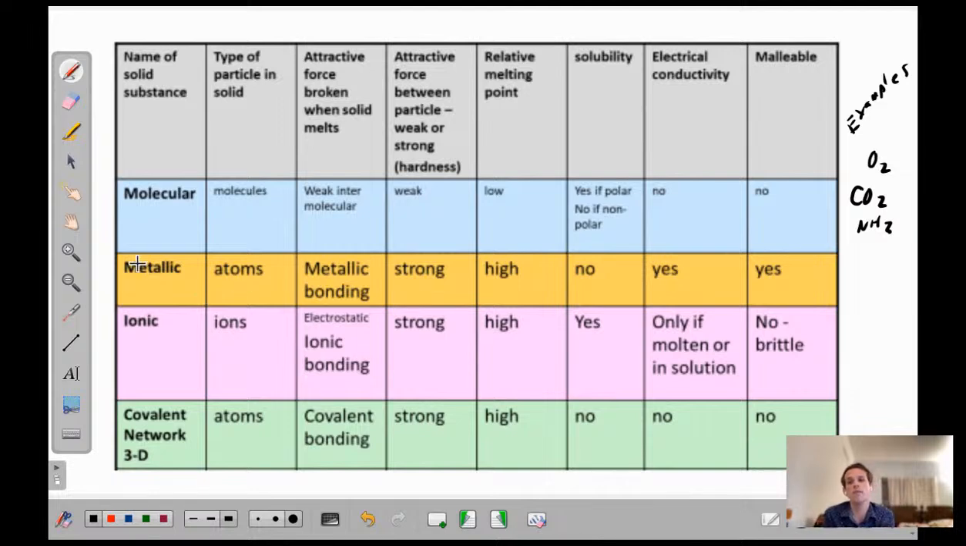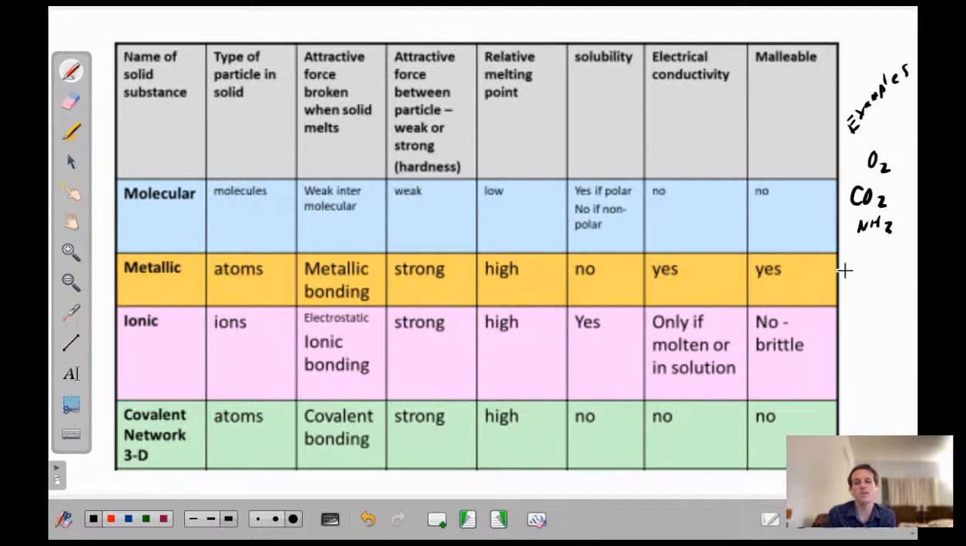We have metallic substances. They feature metallic bonding, the sea of electrons thing. And they have high melting points. They are very electrically conductive because of the ability for electrons to flow through them. And they're very malleable because their overall structure is that sea of electrons.